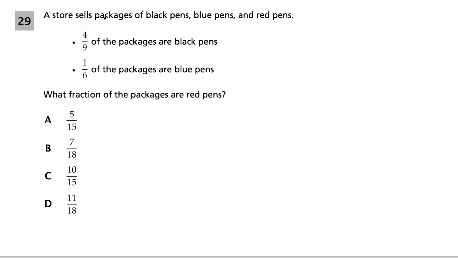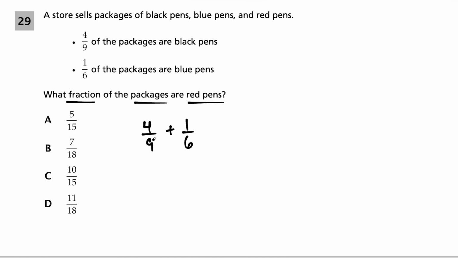Question 29, we have a store sells packages of black pens, blue pens, and red pens. 4/9 of the packages are black pens. And then we have 1/6 of the packages are blue pens. We want to know what fraction of the packages are red pens. So for this one here, the first thing I would do is add 4/9 and 1/6.